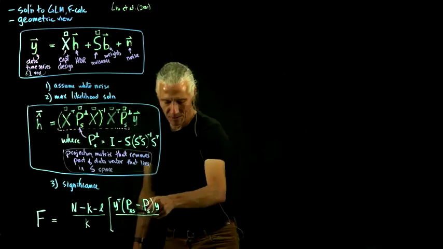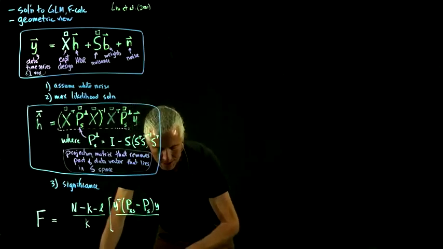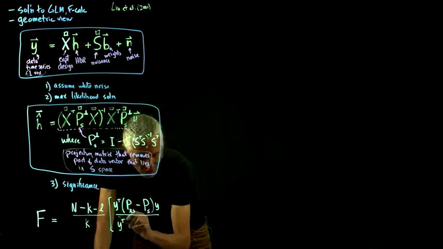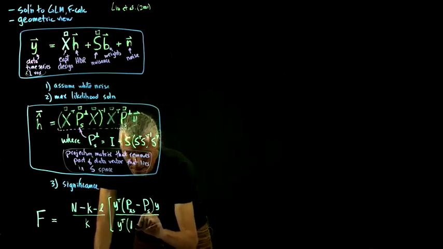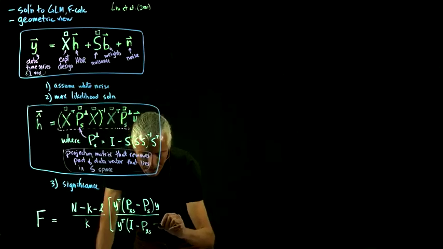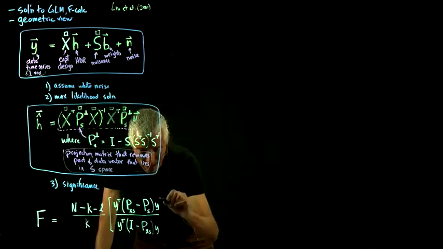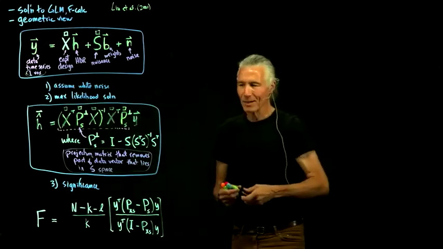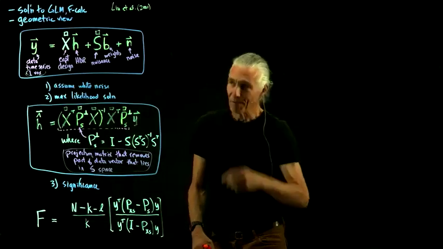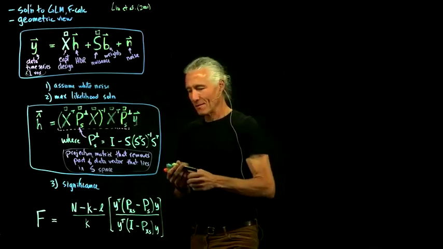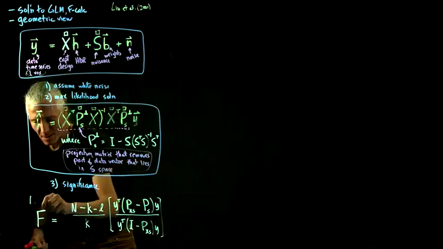I haven't explained what those guys are yet, but I'll write them out in a sec. And then that's divided by the transpose of the identity matrix minus this PXS projection matrix times the Y again. Okay, so what we want to do now is try to get a sort of geometric idea of what that F ratio is trying to tell us.